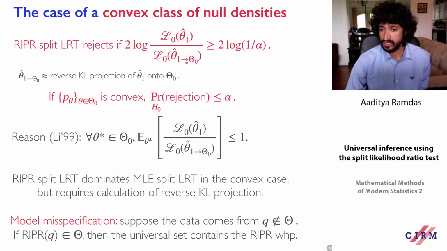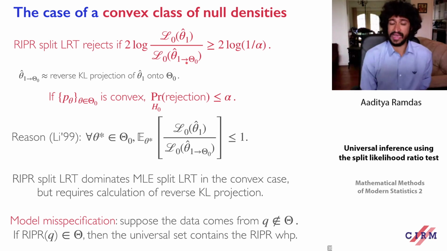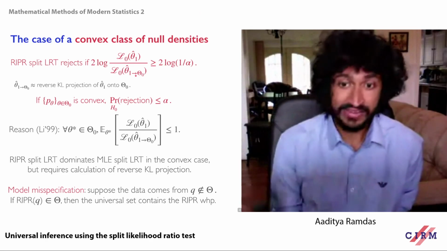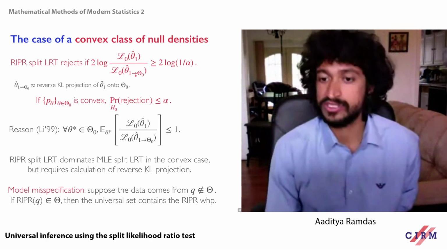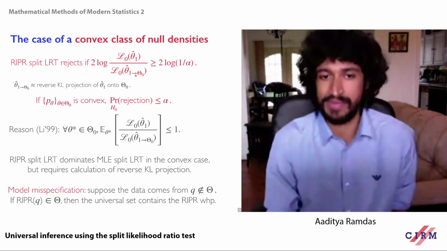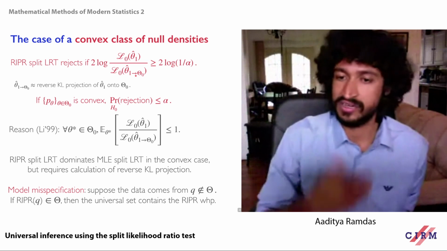So in the convex case, the RIPR split LRT does dominate the maximum likelihood estimate based split LRT, but it requires calculation of this reverse information projection. As far as I know, it's not easy to calculate this quantity. The MLE, we have thousands of cases where we have put in decades, or a century, of work into calculating the maximum likelihood estimate under lots of situations.